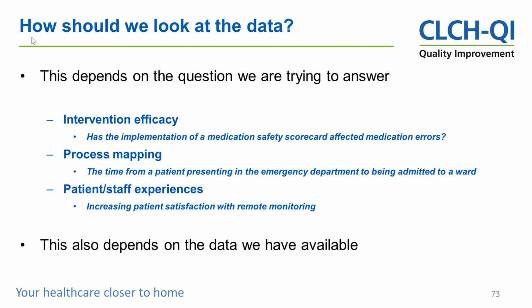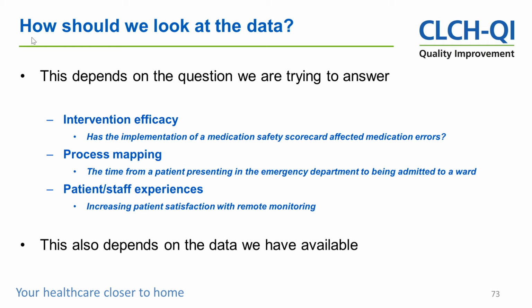So the first example here is intervention efficacy. The example I'm giving is an implementation of a medication safety scorecard. Myself and a team have created the scorecard, and we want to know the impact of it. So we have data before the safety scorecard was introduced, say that's data A, and data afterwards, data B. Using this data, we can compare the effect on medication errors, whether prescription errors, dispensing errors, or administration errors. We're able to use the data before and after to identify if our intervention has been a success or has created any impact.